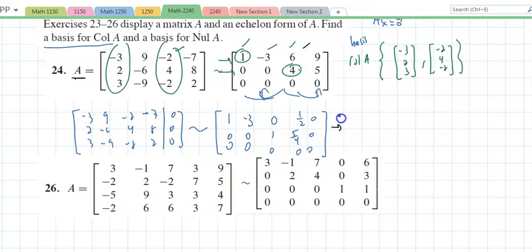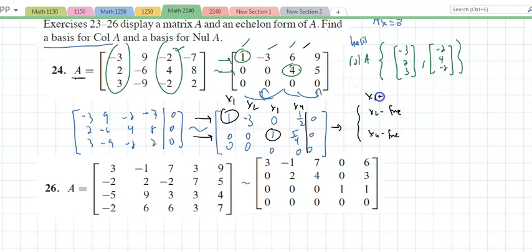And if I solve this, again, the pivots are right here, and they're extremely important. They tell you that's x1, x2, x3, and x4. So that tells you automatically that x4 is free. x2 is also free. x1 is 3x2 minus half of x4, and x3 is negative 5/4 x4.